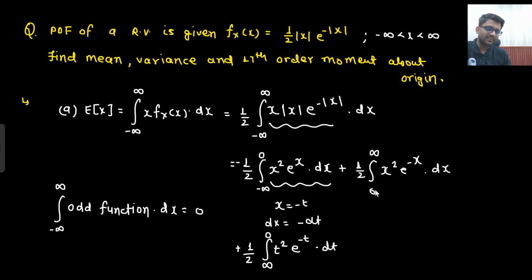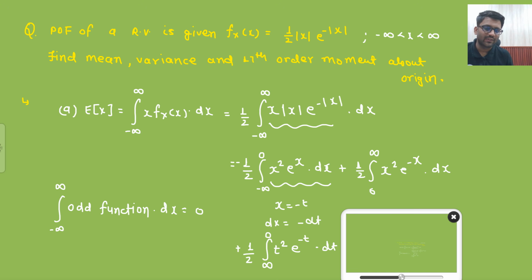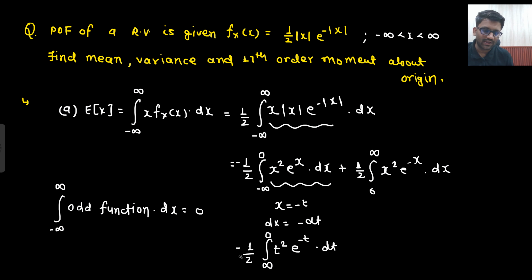Now what I need to do, I just need to interchange the limit. I need to make the limit from 0 to infinity. So if I make the limit 0 to infinity, then a negative sign would come, right? So the limit would go from 0 to infinity. Okay, so this is the same as this thing. If you add both of them, what will you get? 0 only. Or you can simply see this is an odd function. Integration of an odd function over the complete limit would be equal to 0 only. That's it. Very simple thing.